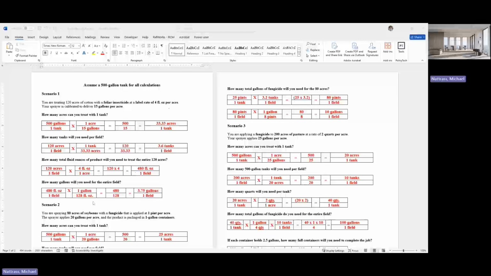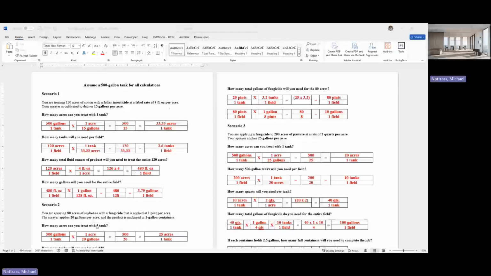All right, for scenario 2, we've got 80 acres at 1 pint per acre. So we know that overall we're going to need 80 pints. Our sprayer is going to apply 20 gallons. And ultimately, we're trying to figure out how many 1-gallon containers we need to purchase for this fungicide application.